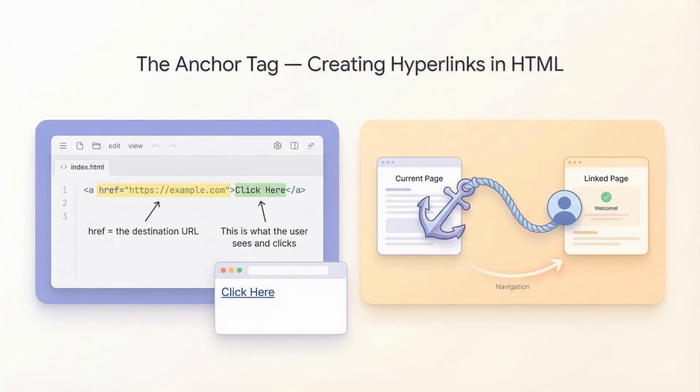Looking at the tag more closely, the anchor tag has an attribute called href, which stands for hypertext reference. That's where you put the URL you want to send the user to. The text you place between the opening and closing anchor tags is what actually appears on the page as the clickable link. Simple, but foundational to how the entire web works.